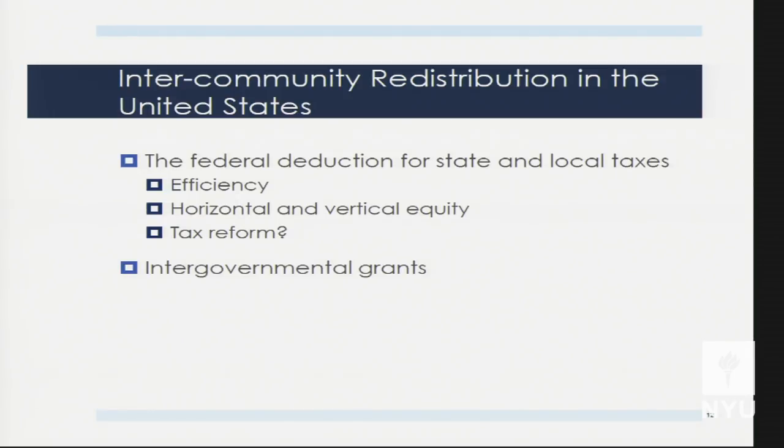So there's two kinds of redistribution. We'll talk about grants in a second, but there's another kind of redistribution that happens too, and it's on the tax side. You can think of the grants as the spending form of redistribution. There's also redistribution on the tax side. Because what do we allow itemizers to deduct on the federal income tax schedule? State and local taxes, right?